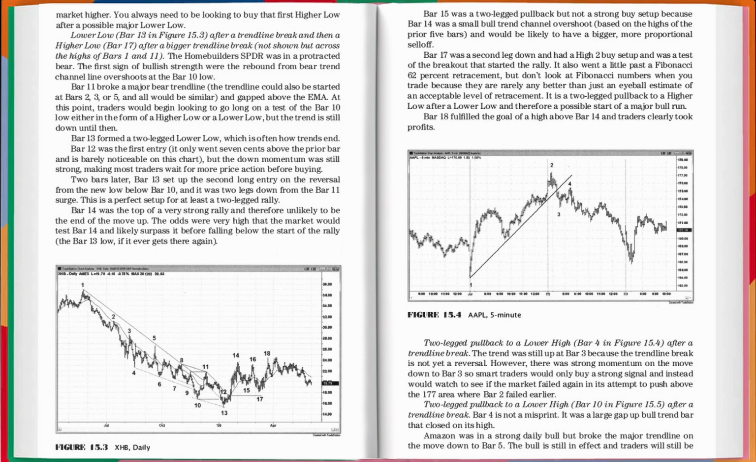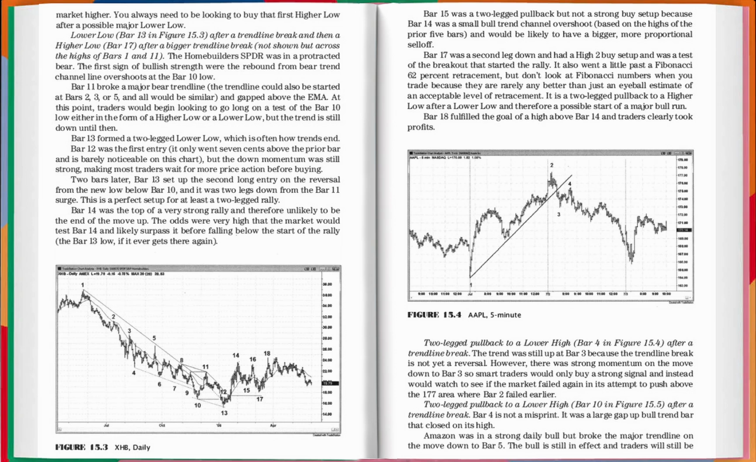Bar 11 broke a major bear trend line. The trend line could also be started at bars 2, 3, or 5, and all would be similar and gapped above the EMA. At this point, traders would begin looking to go long on a test of the bar 10 low, either in the form of a higher low or a lower low, but the trend is still down until then. Bar 13 formed a 2-legged lower low, which is often how trends end.